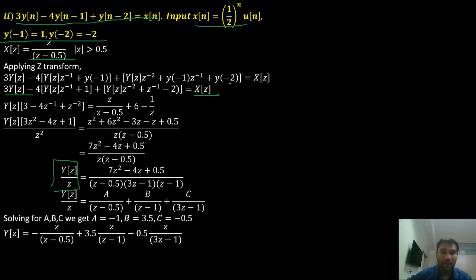Here, if you look at this, these two terms, we can find the inverse z transform directly, right? It is in the form of z by z minus a. Now in this term, we have z by 3z minus 1. We have to get this into the form of a regular z by z minus a.